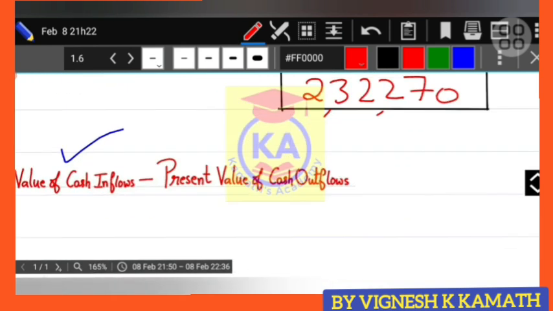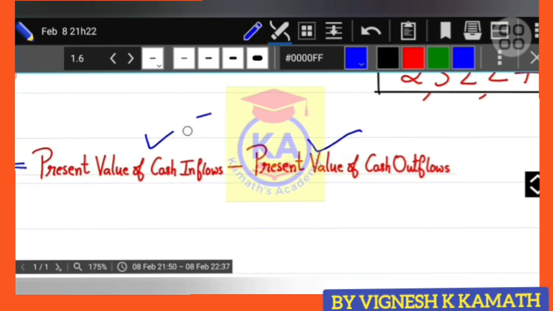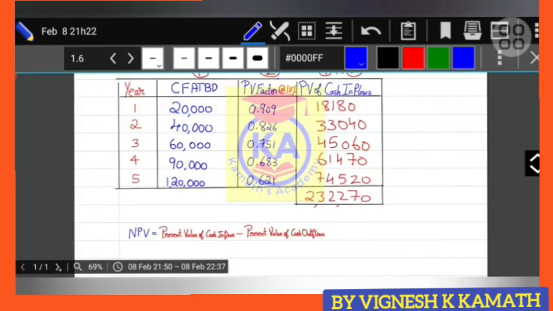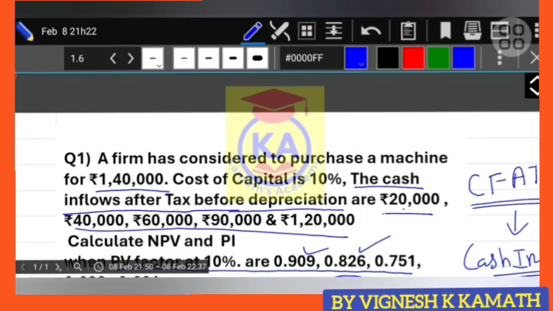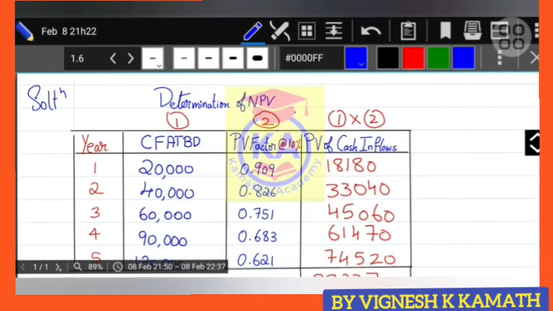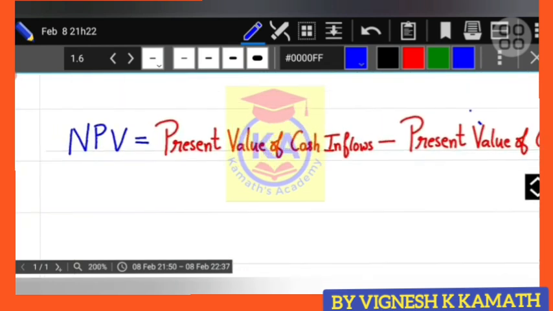Next, present value of cash outflow is given. When this is given, don't multiply and all, just write the same cash outflow amount itself. As given in the question, the cash outflow is rupees 1,40,000. Here, present value of cash outflow will be rupees 1,40,000 itself. So let's solve the question.